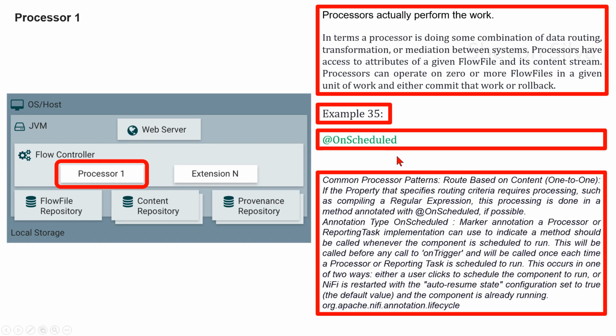Now we are considering route-based-on-content one-to-one in common processor patterns. If the property that is specified routing criteria requires processing, such as compiling a regular expression, this processing is done in a method annotated with @OnScheduled, if possible. Annotation type OnScheduled: a marker annotation a processor or reporting task implementation can use to indicate the method should be called whenever the component is scheduled to run. This will be called before any call to onTrigger and will be called once each time a processor or reporting task is scheduled to run.